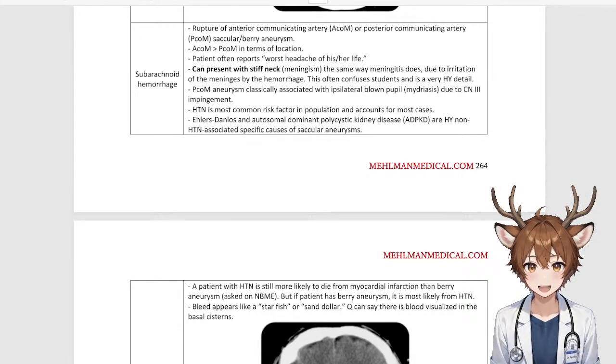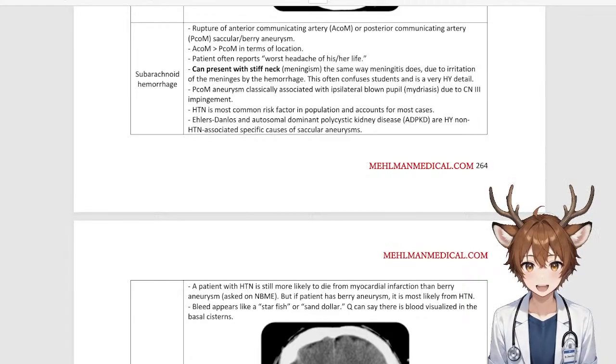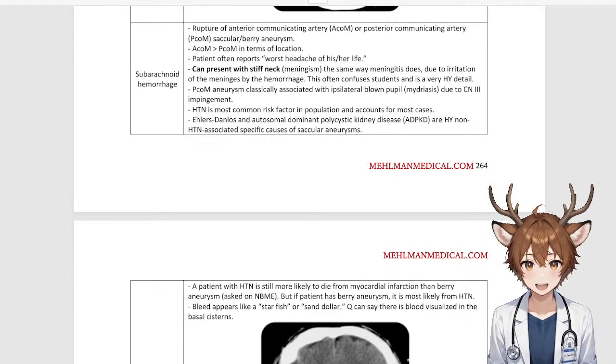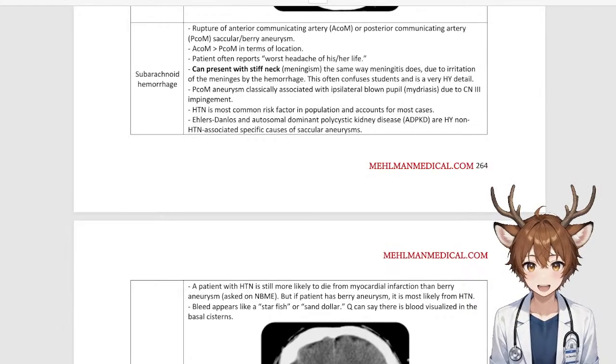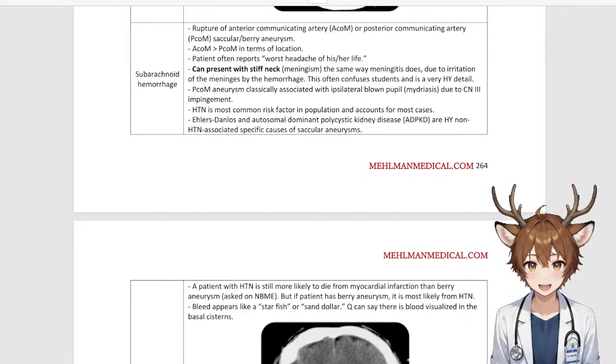PCOM aneurysm is classically associated with the ipsilateral blown pupil, mydriasis, due to cranial nerve 3 impingement. Hypertension is the most common risk factor in populations and accounts for most cases. Ehlers-Danlos and autosomal dominant polycystic kidney disease, or ADPKD, are high-yield non-hypertension causes associated with saccular aneurysms.